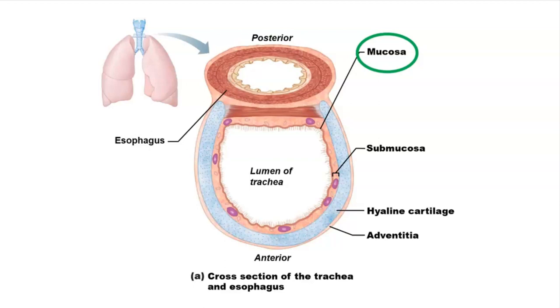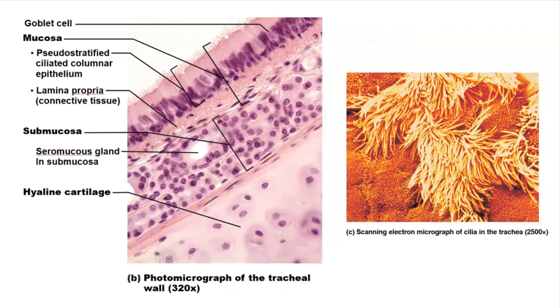Deep to that mucosa layer is a region that's called the submucosa. The hyaline cartilage layer is next, followed by an outermost layer that's called the adventitia. So the mucosa of the trachea is lined with pseudostratified columnar epithelium that have cilia on their surface. This is the same tissue that we see in the larynx.